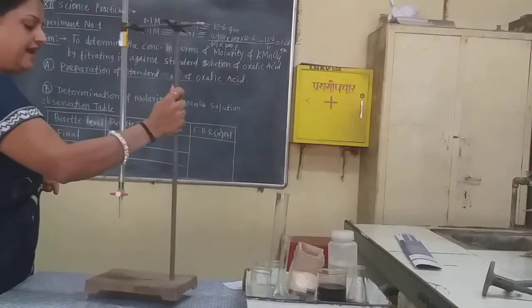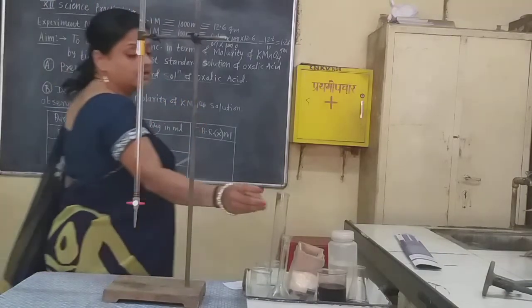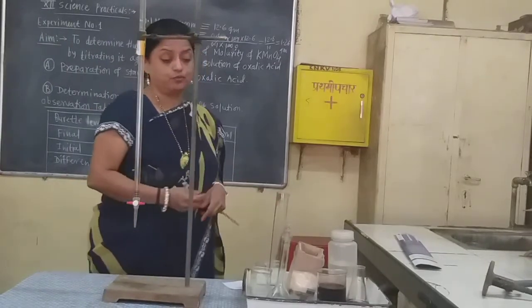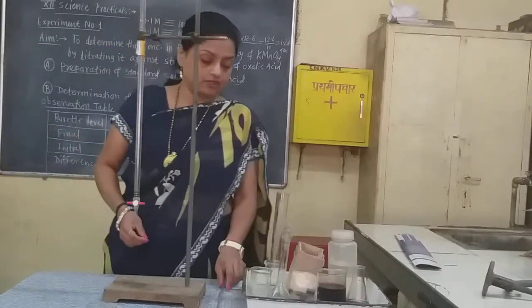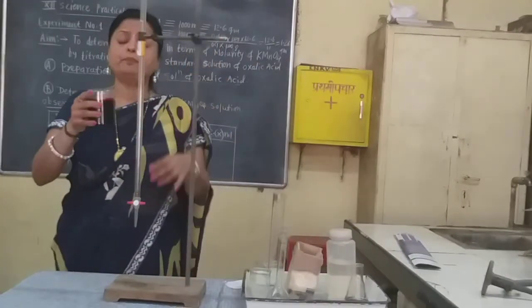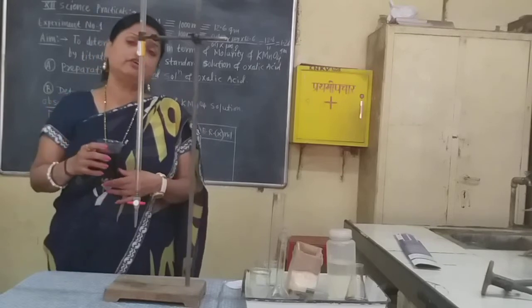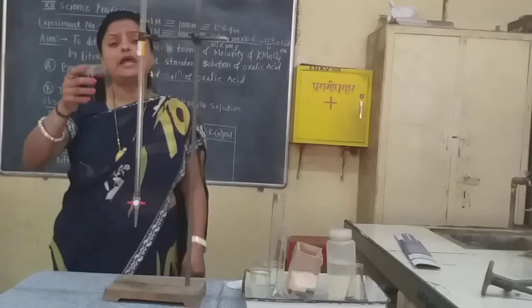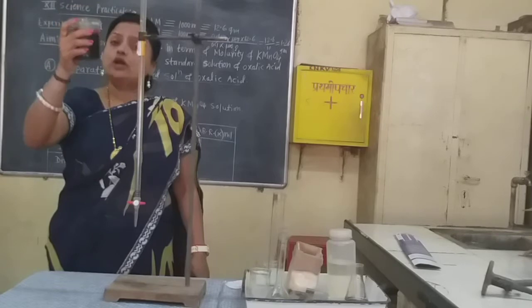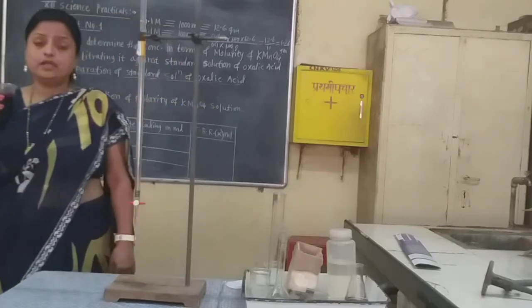That is KMnO4, which is a self-indicator. Now this is the KMnO4 solution. This is also prepared at nearly 0.1 molar, but not exactly 0.1 molar. We have to find out the molarity of this potassium permanganate solution.